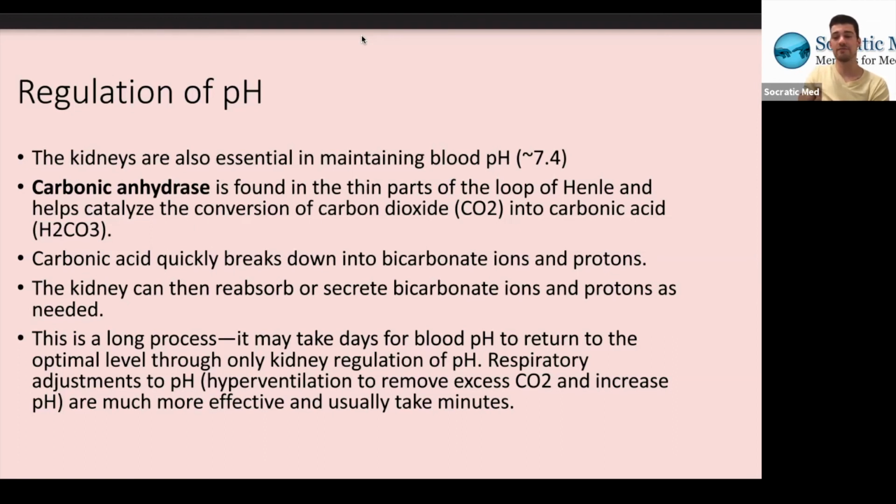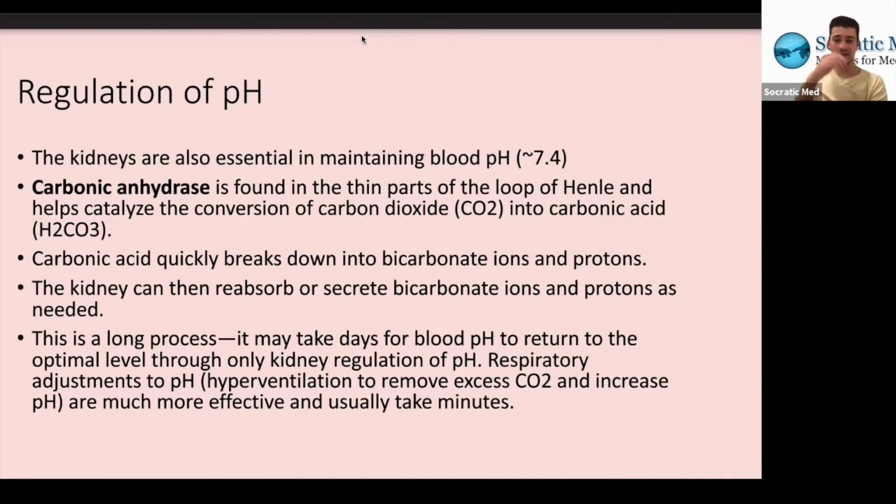So if our pH is dropping pretty dangerously low, 7.1, 7.2, we can excrete protons in urine. That's usually the case. It's usually some sort of acidosis, and protons have to be excreted and bicarbonate ions have to be taken up. But if by some chance the body is too alkaline, 7.6, 7.7, then the opposite can also occur. We can keep protons and we can expel bicarbonate ions.